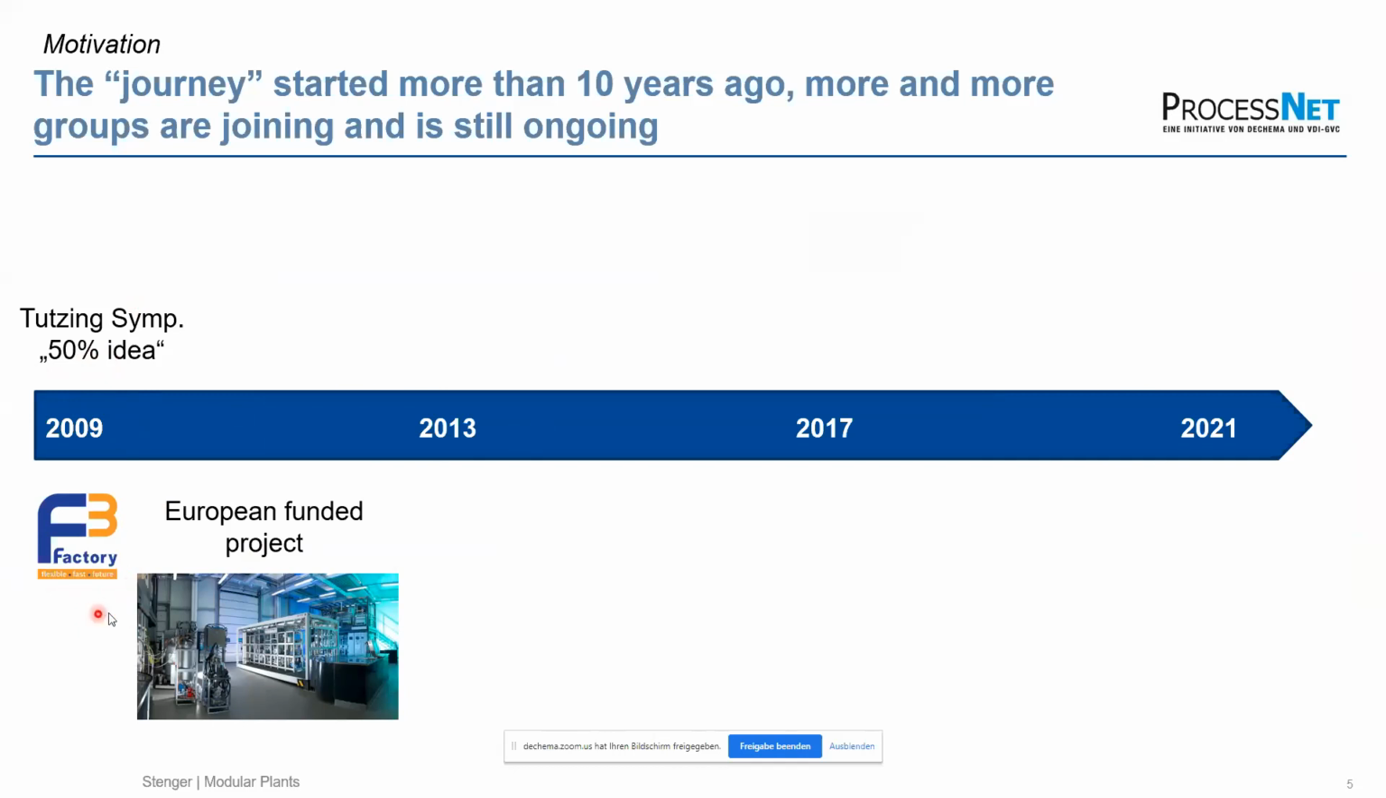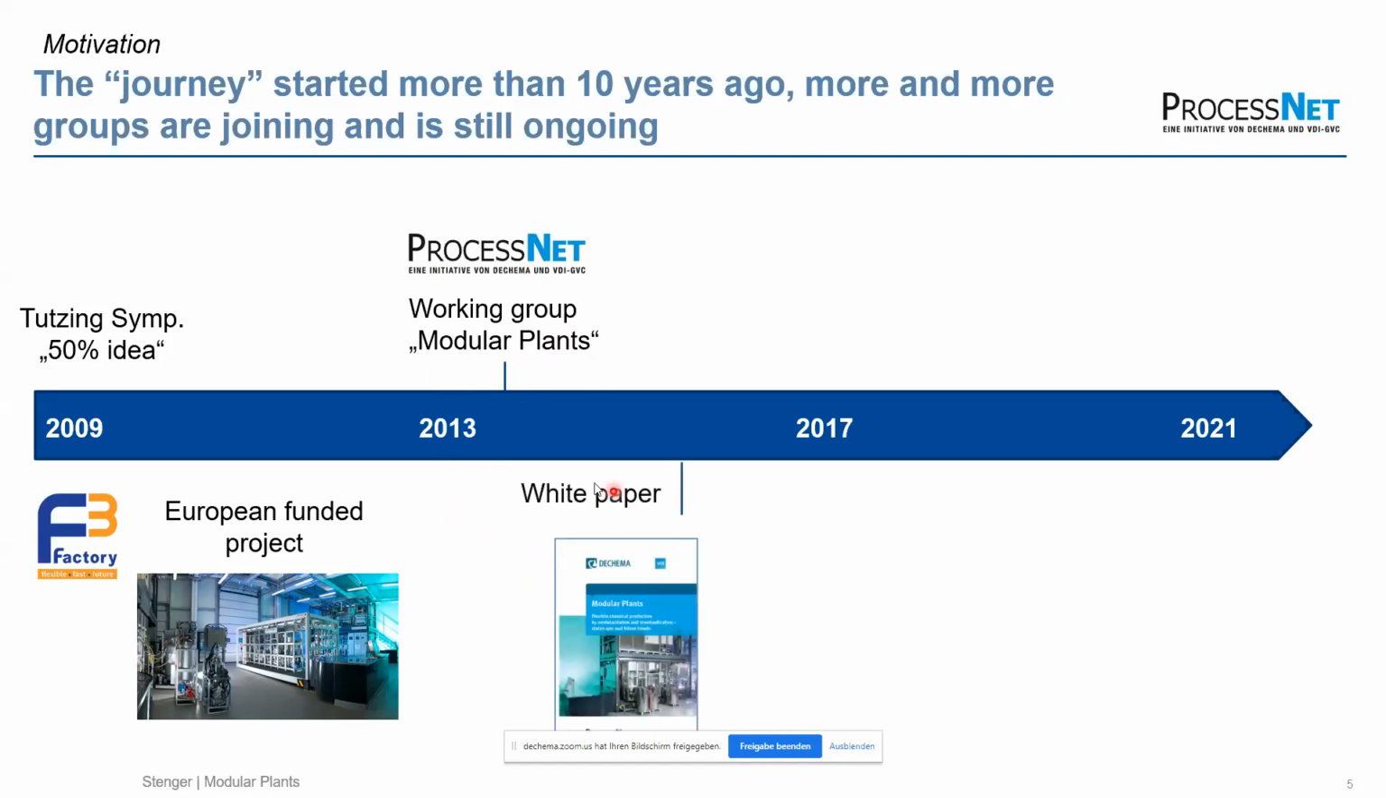So there were a lot of companies involved, showing that it's possible to modularize process industry from a chemical point of view across a broad range of chemical products. So this was the start, ending 2013, and this was the point to further gain knowledge, to share experience, and to further work on the concepts developed already in the F3 factory. This was when the Process Networking Group Modular Plants was founded, and the first white paper was sent out, which is available on the web page on that as well.